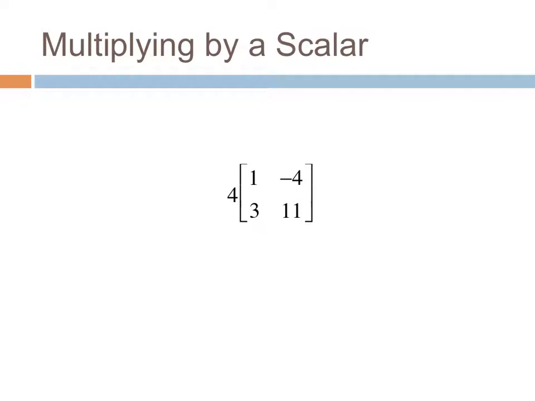Next thing I want to do is multiply by a scalar. So a scalar just means a constant. So in this example, we're multiplying by 4. When you multiply by a scalar, you multiply all the elements by that scalar. So 4 multiplied by 1 is 4. 4 multiplied by negative 4 is negative 16. 4 multiplied by 3 is 12. 4 multiplied by 11 is 44. That's your final answer.